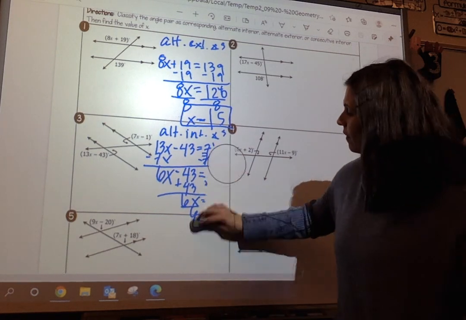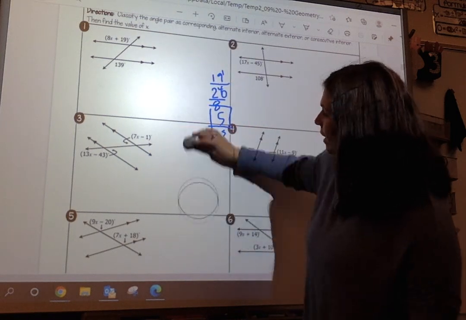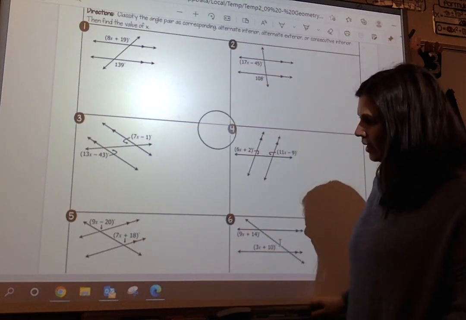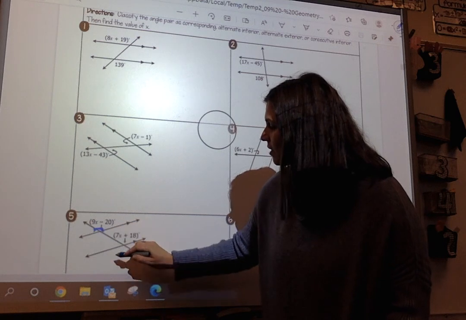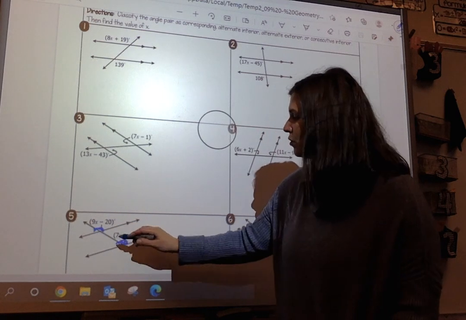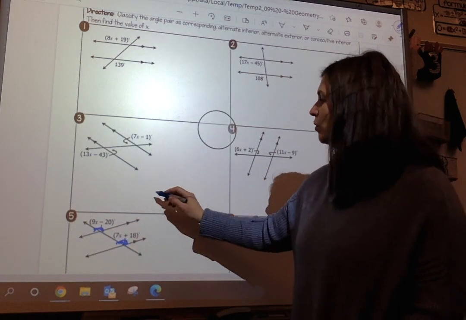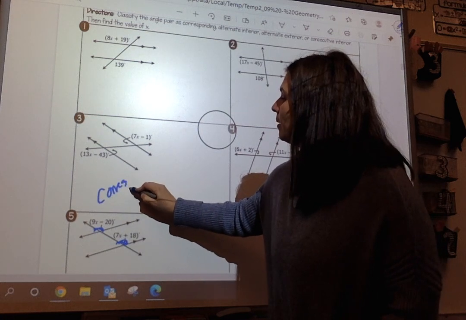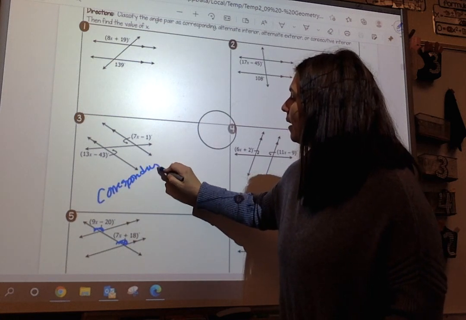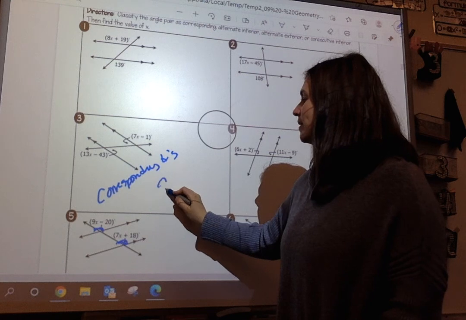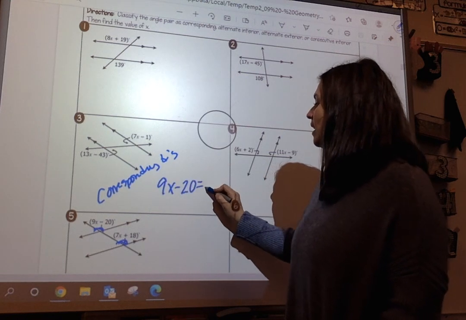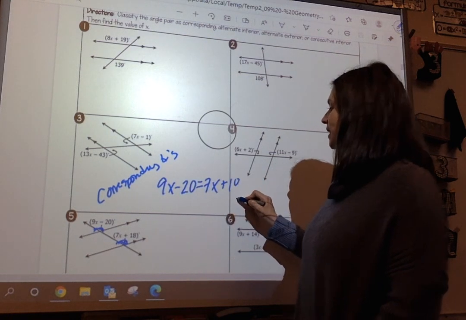On number 5, if you take a look at that picture, I know that these are corresponding angles because they're in the same position of each other. So those are corresponding. Corresponding angles are congruent. So I can say 9x minus 20 equals 7x plus 18.